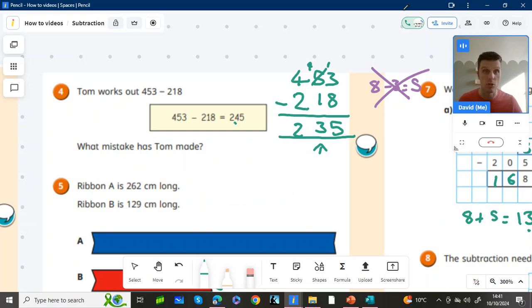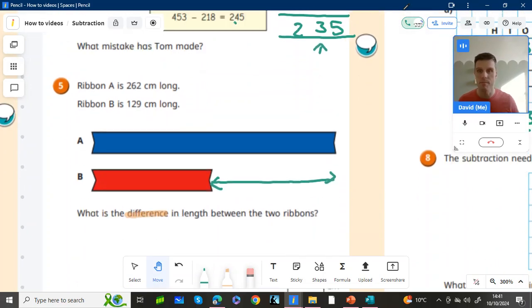So you still need to make sure you use the correct method. Right, let's look at question 5 now. It said 262 centimeters is ribbon A, and then ribbon B was 129. So we're going to take that away to find the difference between the two.